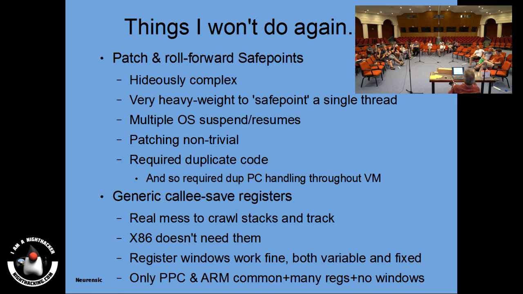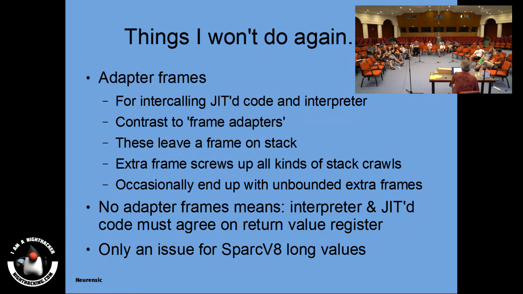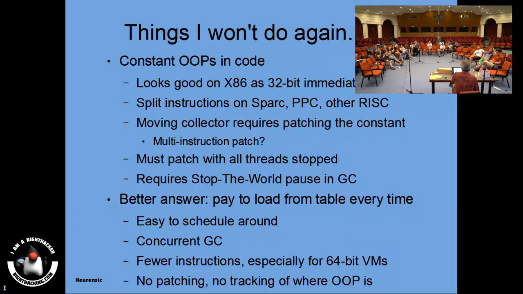HotSpot originally came with patch and roll forward safepoints. Don't bother, go to polling. Generic callee-save registers, too much of a mess, and you don't need them on x86. Constant oops in code is another one that didn't look obvious. It looks really good on 32-bit oops because x86 hardware will do a 32-bit constant, but no other chip will do a 32-bit constant directly in code. And then you go to 64-bit constants and it doesn't work anymore. So just put them in a side table and load from the side table.